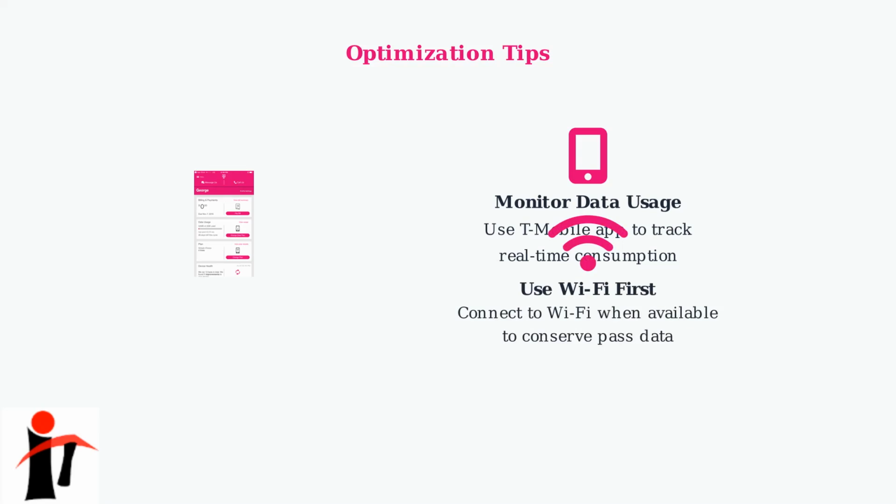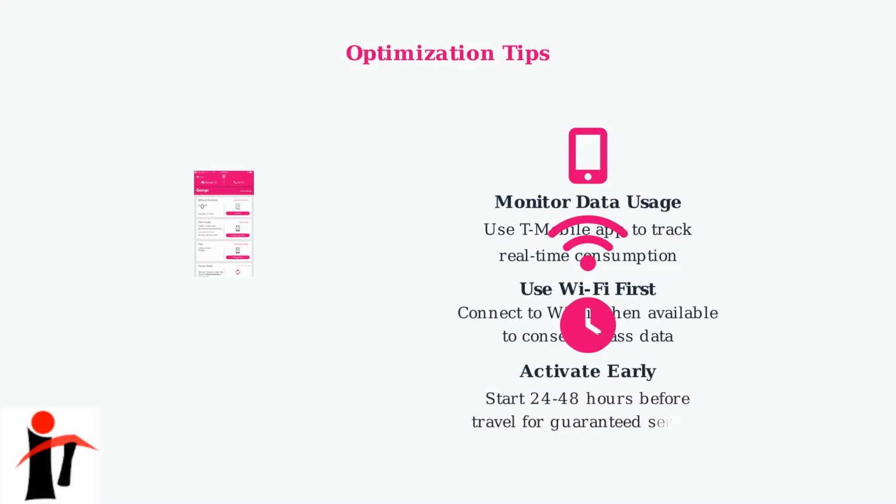Second, connect to Wi-Fi networks whenever they are available. This conserves your pass data allowance for times when Wi-Fi is not accessible. Third, activate your pass 24 to 48 hours before traveling. This ensures your service is fully active when you arrive at your destination.